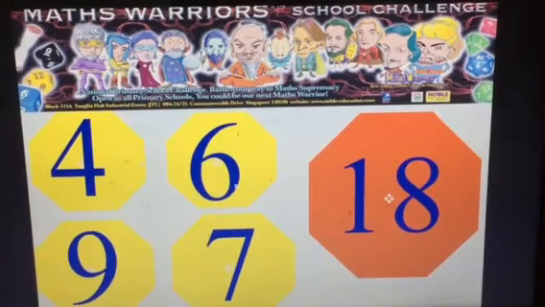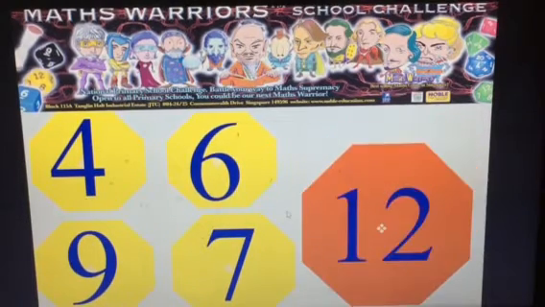To play this game, they're using the 4 yellow numbers and trying to figure out how to use subtraction and addition to get the target number in red, which is 18. So how do I get that? I can see 9 plus 7 gives me 16. How do I get a 2? 6 minus 4 gives me a 2. So I have 9 plus 7 minus 4 plus 6, which will give me an 18.